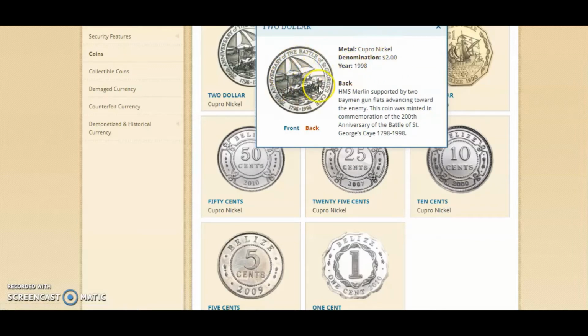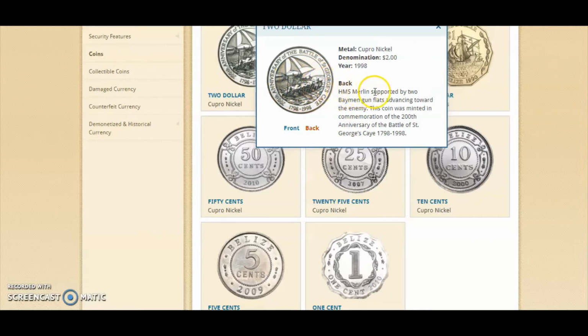So at the back, I think that's the 200th anniversary of the Battle of St. George's Key. This was made back in, well, it started from 1798. That's when the battle started. And then the year that it was created was in 1998. And if you can see, it has the ships here. So let's find out about the ships.